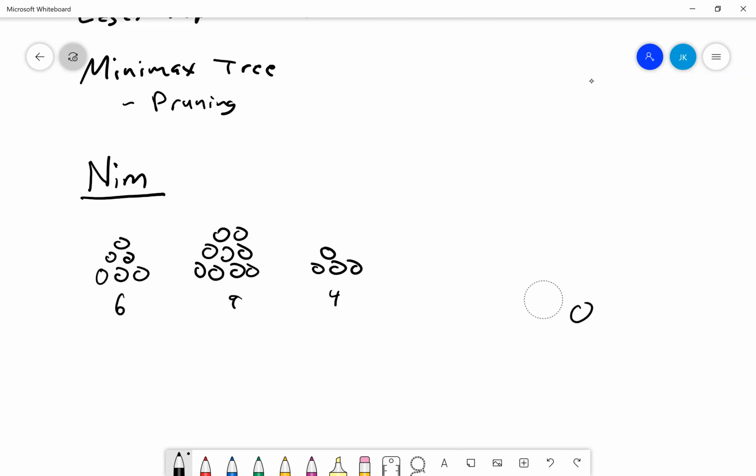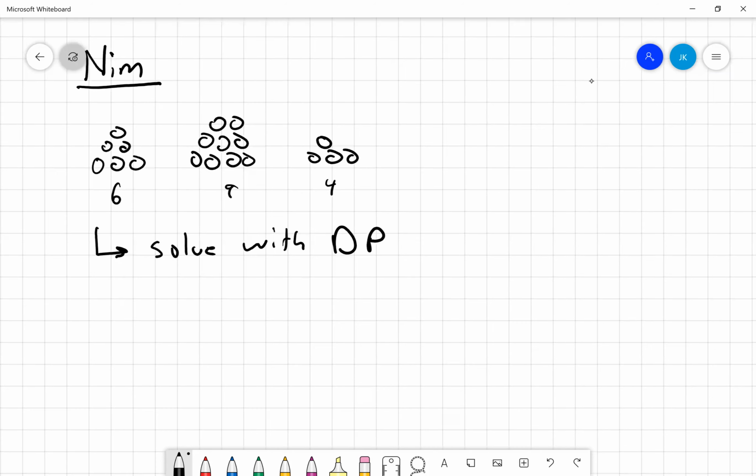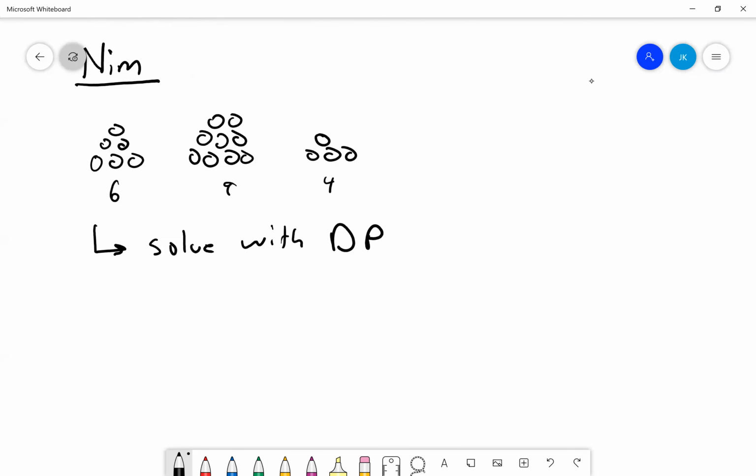And so you can build this up. You can solve this with a dynamic programming approach. You can list out the different states that you have depending on the number of stones in the pile, and work your way backward through a game like Nim. So DP is your friend here.